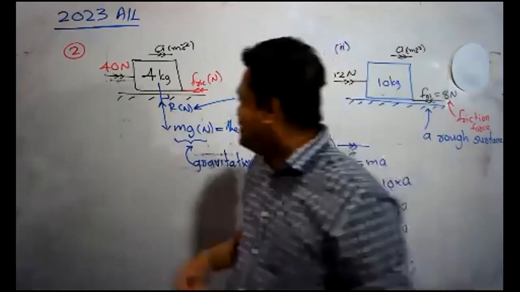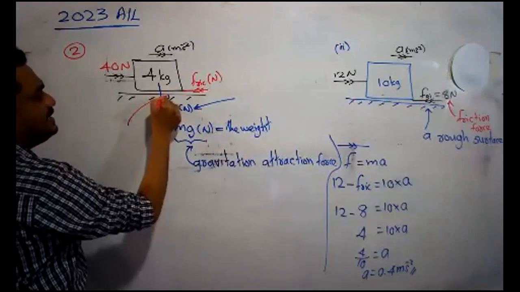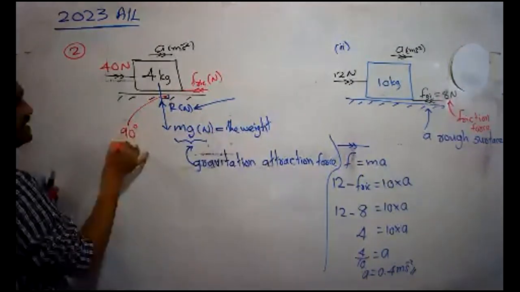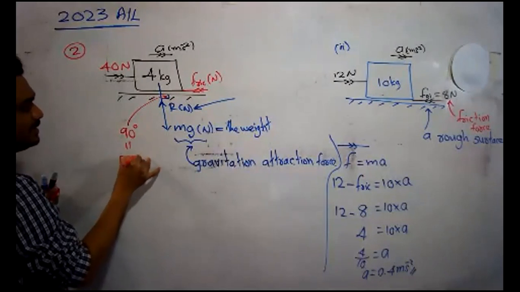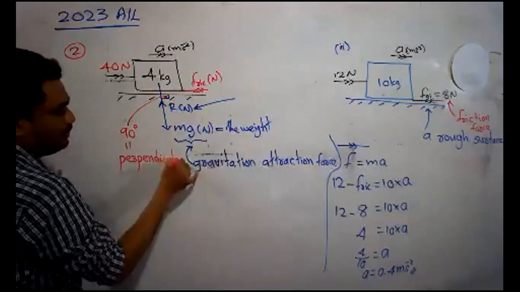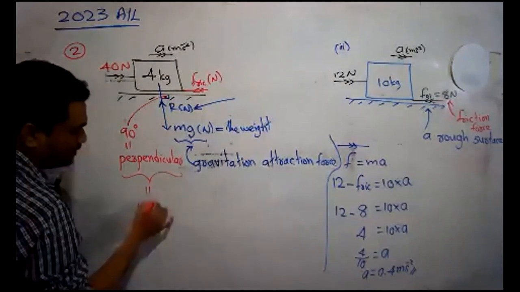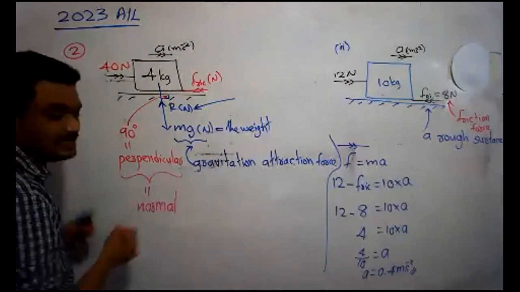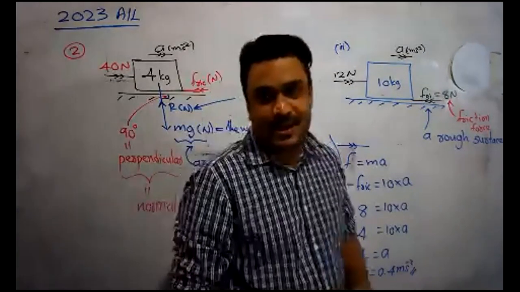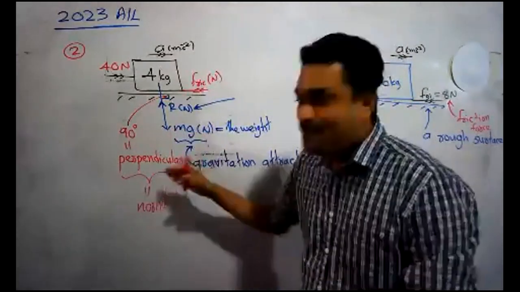In physics, normal means perpendicular. You see, this angle is 90 degrees. 90 degrees is said to be perpendicular. Perpendicular is said to be normal. So in advanced level physics, normal means 90 degrees, perpendicular.